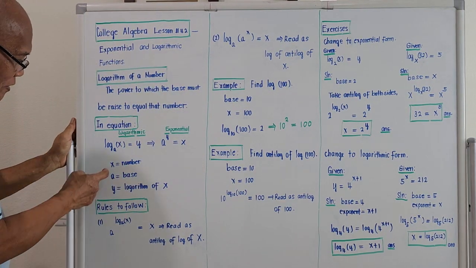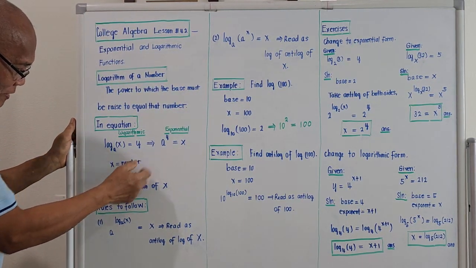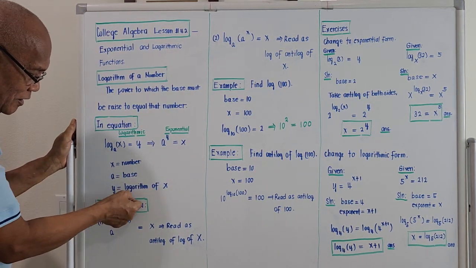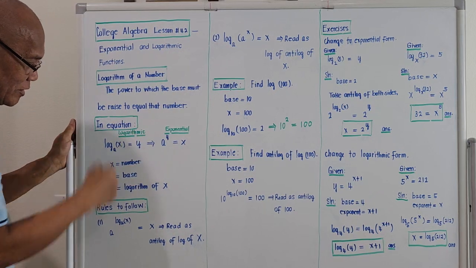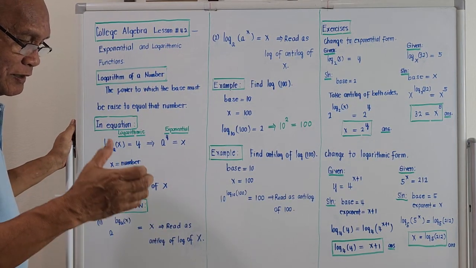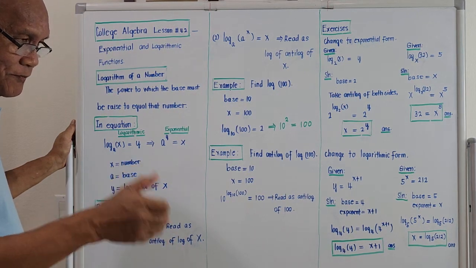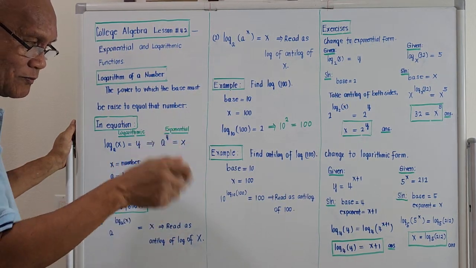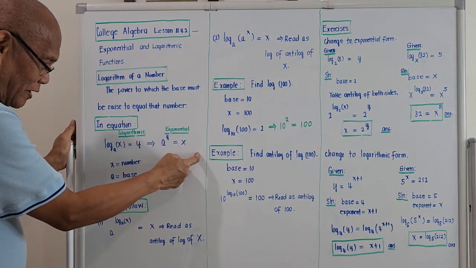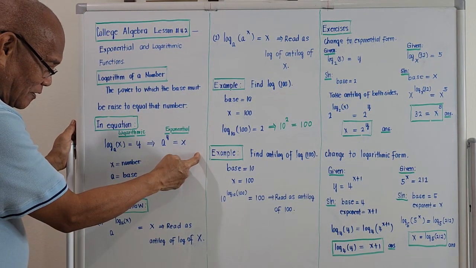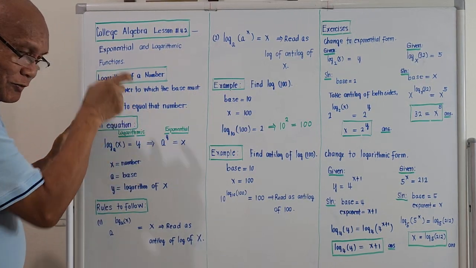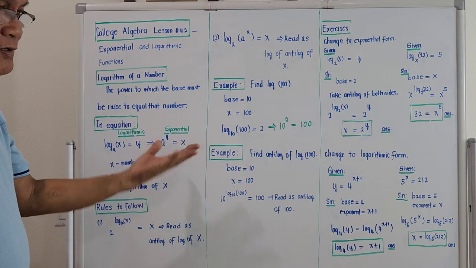The value x is the number, a is the base of the logarithm, and y is the logarithm of x. Because according to the definition, the logarithm of a number is the power to which the base of the logarithm must be raised to equal that number. If a to the y is equal to x, that y is the logarithm. That's the definition of logarithm, as simple as that.